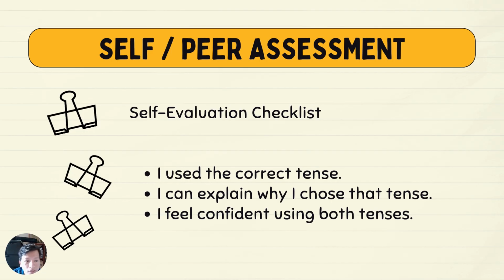Self-assessment. Students complete a self-evaluation checklist where they reflect on their performance. They check if they used the correct tense, if they can explain their choice, and how confident they feel. This promotes learner autonomy and reflective learning.